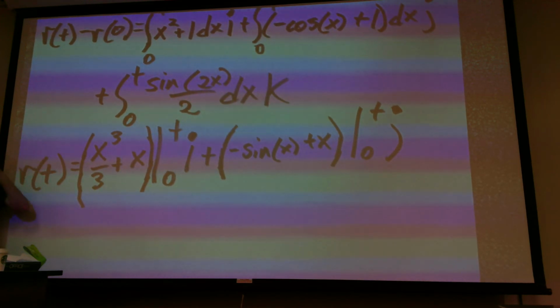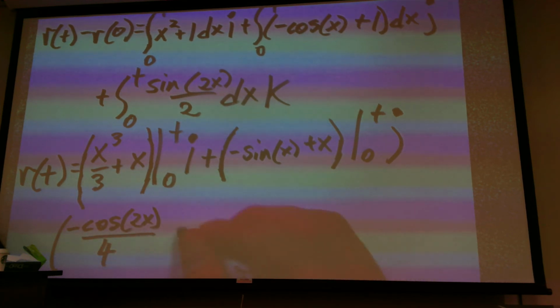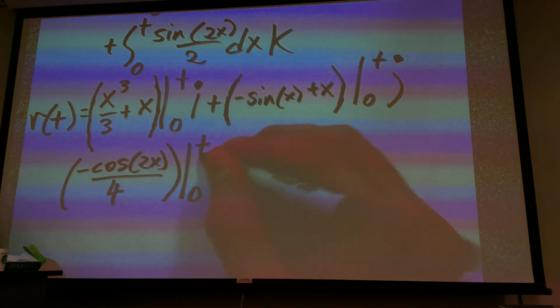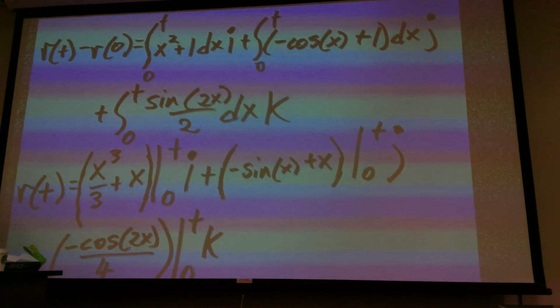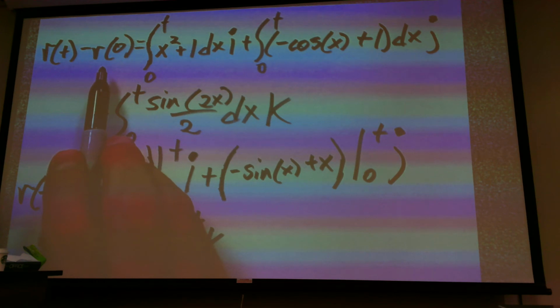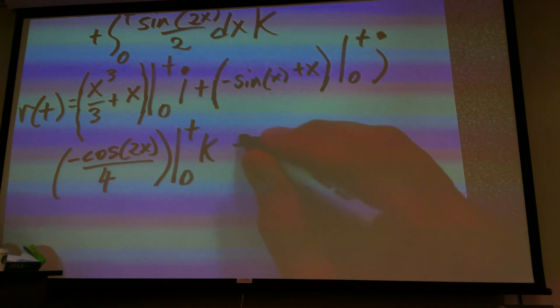And then I'm going to have to integrate the sine of 2x divided by 2. Once again, when I integrate sine, it's going to have to change signs. So this would be negative cosine of 2x divided by 4, evaluated at 0 and at t, and then multiplied by k. And I'm going to take that r of 0, which is the initial condition right there, and move it to the opposite side of the problem. And we're going to say plus r of 0.